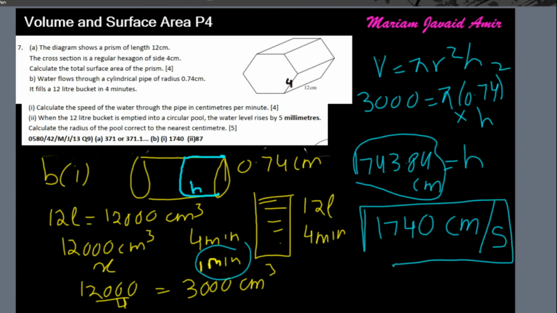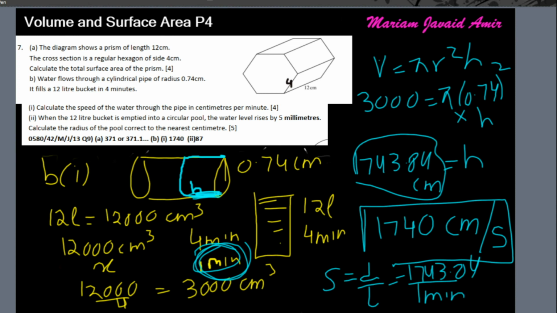Or you could also use speed equals distance over time, where the distance is the height, 1743.84, and the time was 1 minute from here, sorry. And I think we were supposed to give the answer in minutes. In centimeters, yes, this is per minute, not seconds.